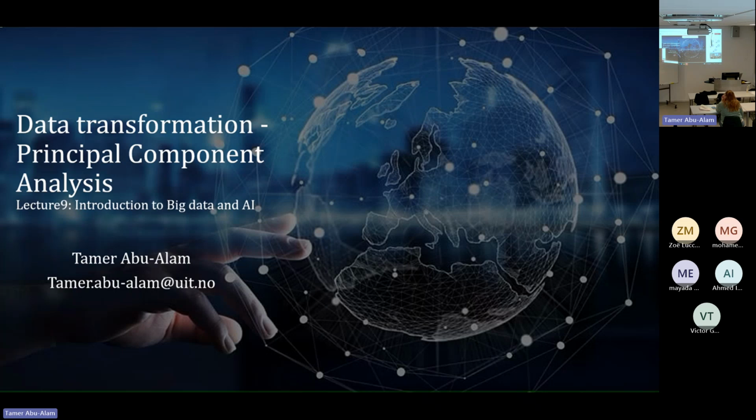And then the last lecture, what we did, actually, we got the introduction to machine learning and AI. Good. Today, we will go to something called principal component analysis. And this is a data reduction method. Okay. And this is very simple. Why are we doing that?